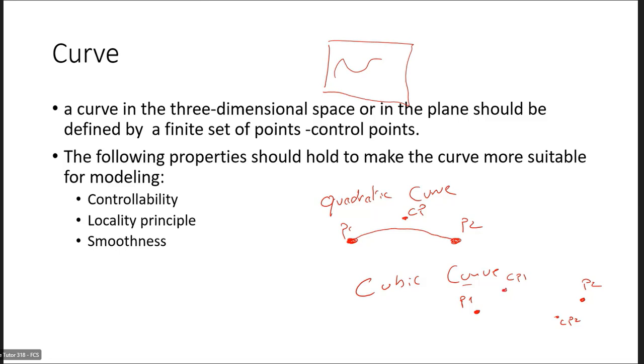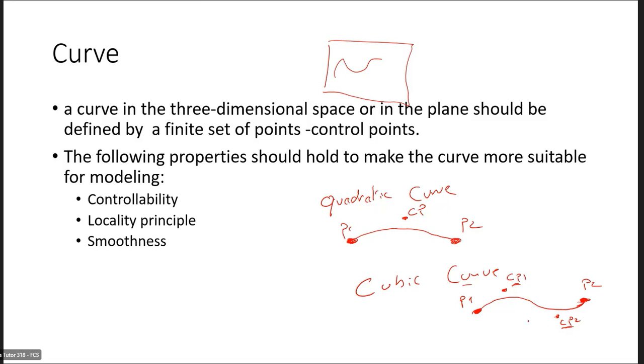And here we will have an approximation for control point 1 and control point 2. So the curve will be something similar to this one. It should pass through these 2 points, P1 and P2, and here we have an approximation for control point 1 and control point 2.